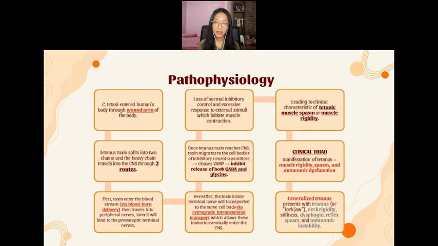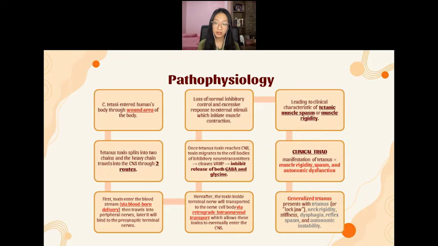First, Clostridium tetani enters the human body through a wound area, and then the tetanus toxin splits into two chains, and the heavy chain travels into the central nervous system through two routes. The first route: the toxin enters the bloodstream, which is not capable of crossing the blood-brain barrier, so the toxin then travels into peripheral nerves. Later, it will bind to the presynaptic terminal nerves. Hereafter, the toxin inside the terminal nerve will be transported to the nerve cell body through the second route called retrograde intraneuronal transport, which allows the toxin to eventually enter the central nervous system.